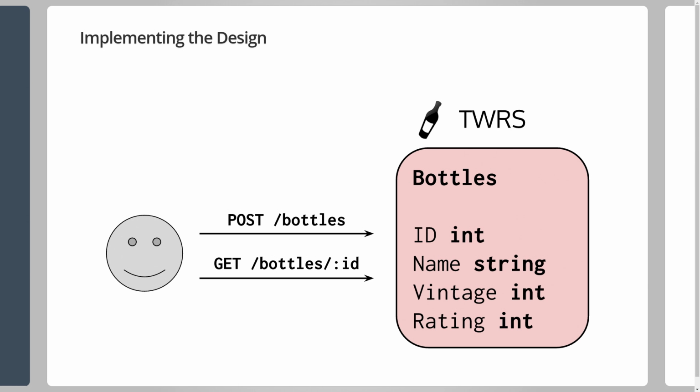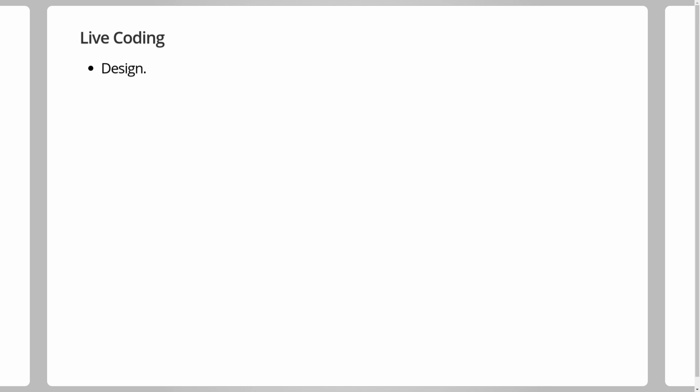OK, so let's just jump right in and code. So back to the TWRS, the wine review service. Our customer is fairly technical. He understands Agile. And we go to him and we say, hey, we're going to start simple, with just the bottles resource for now. We'll be able to create a bottle, and we'll be able to retrieve a bottle by ID. And that's going to be the MVP. Great. And a bottle for now is going to have an ID, a name, a vintage, and a rating. I'm going to start with that. OK, sounds good. All right, let's code.